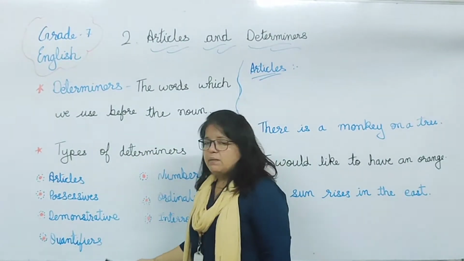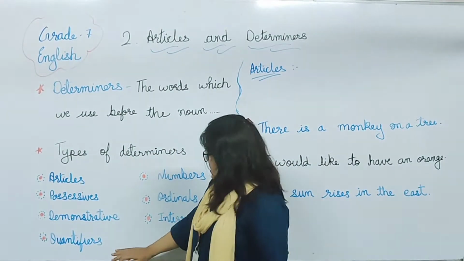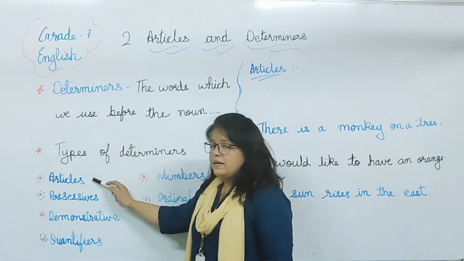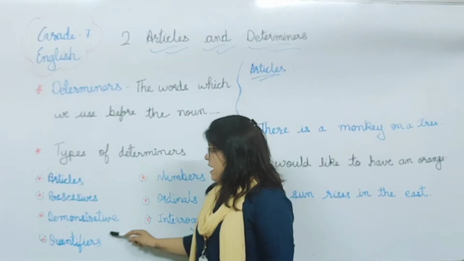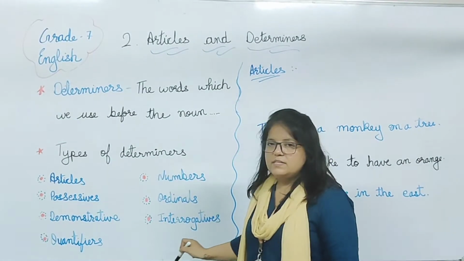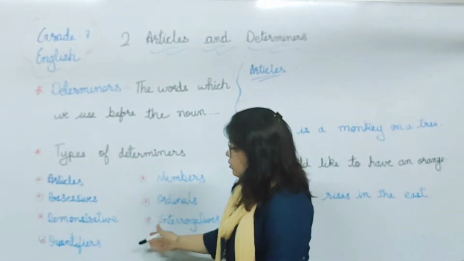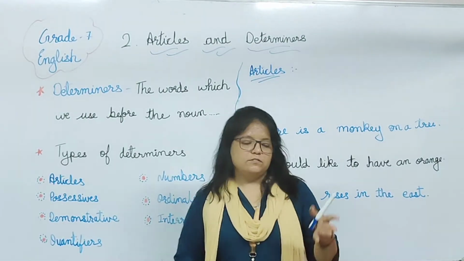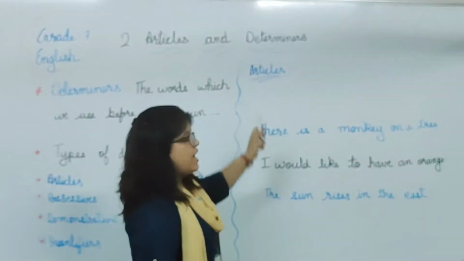There are many types of determiners. Some I have written: articles, possessive and demonstrative, quantifiers, numbers, ordinals and interrogatives. We will go through them one by one. First, we will start with the articles.